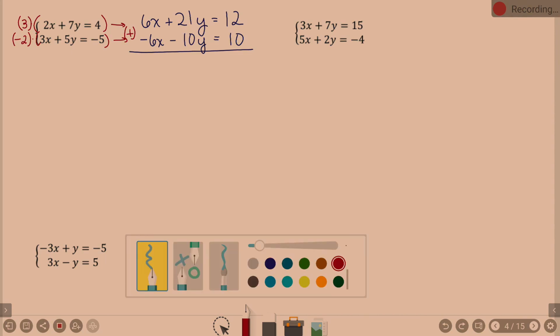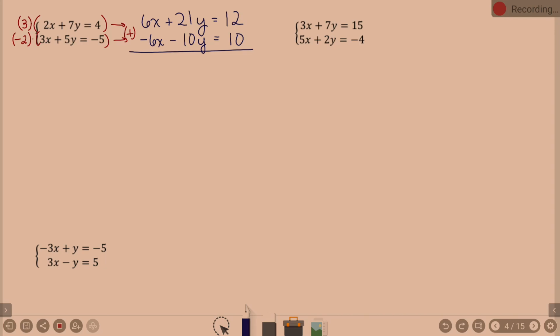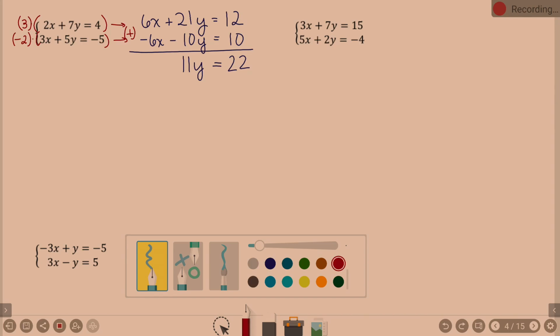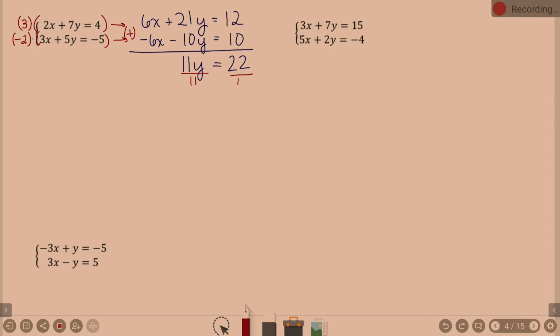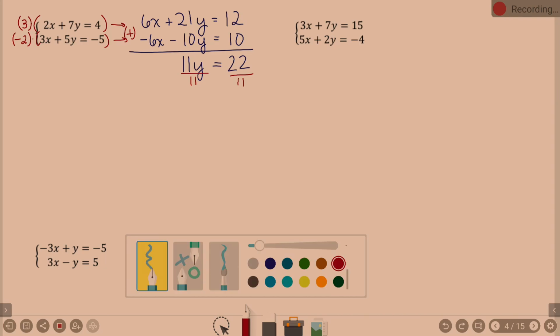So 6x plus negative 6x is 0. 21y plus negative 10y is 11y. Carry down your equal sign. 12 plus 10 is 22. If 11y equals 22, what are we doing? Divide by 11, and what is y? y is 2.